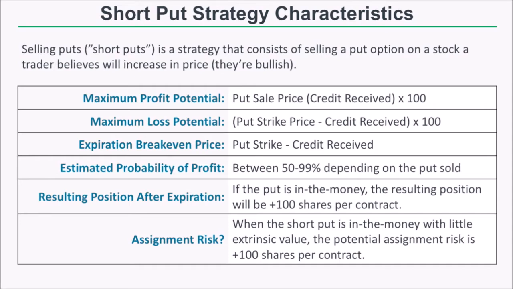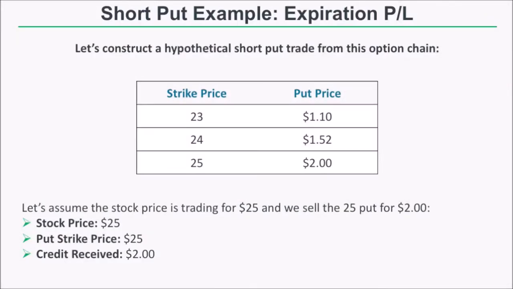Now in regards to assignment risk, there is potential for early assignment since you are short a put. So if the short put is in the money, you're at risk of being assigned 100 shares of long stock per put contract. Now a short put assignment is only really going to happen if that short put has very little extrinsic value left.